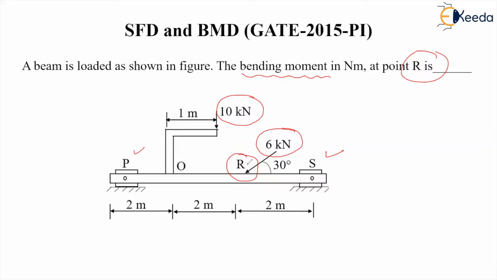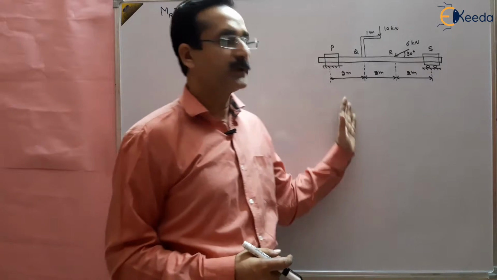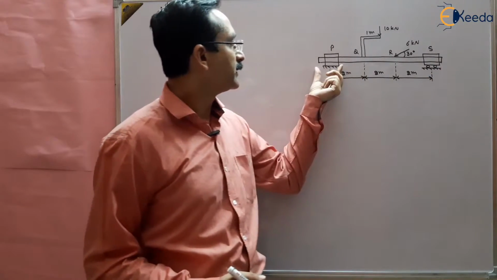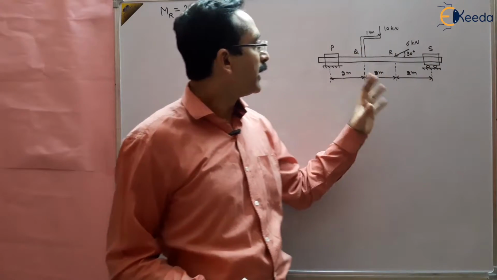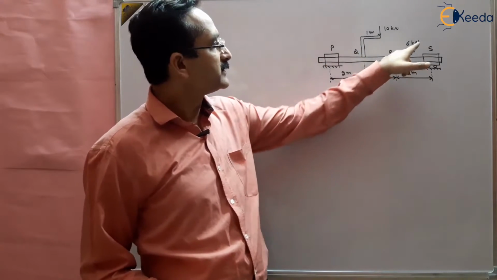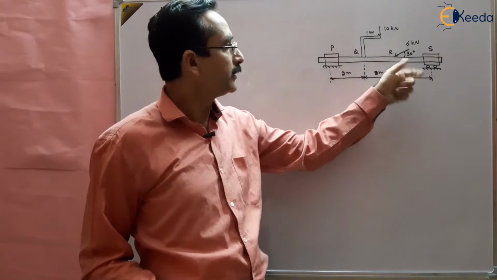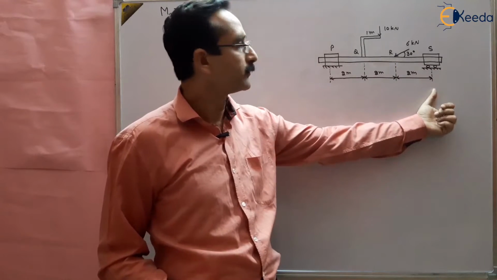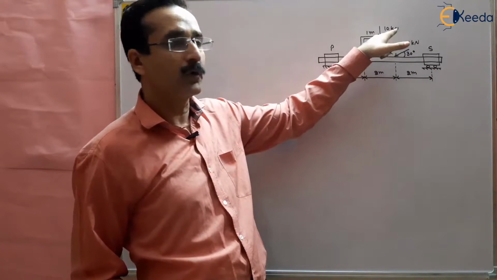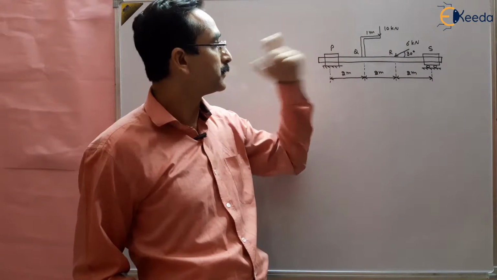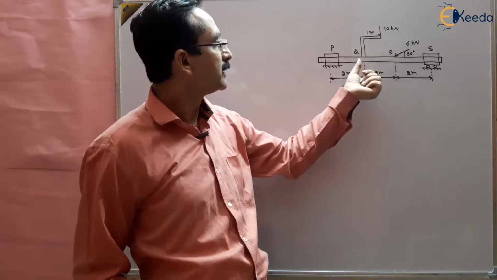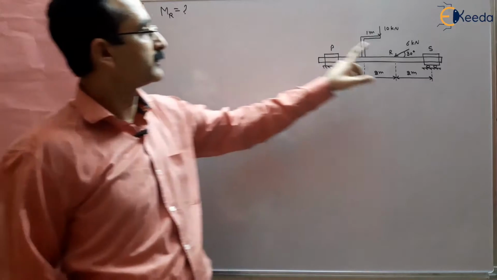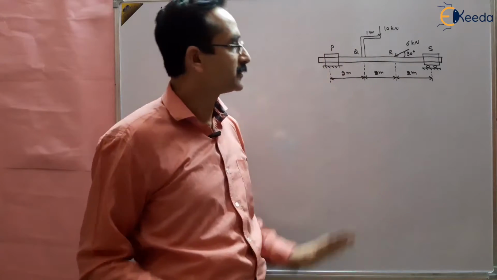So let us solve this question. This question contains a simply supported beam at P and S. This is a hinge joint and this is a roller joint, and we have different loads applied. A 6 kilonewton inclined load at an angle of 30 degrees to the horizontal is applied at 2 meters from the roller joint, and a 10 kilonewton load is applied at this L-shaped rod, 1 meter from point Q. We have to find the bending moment at point R.